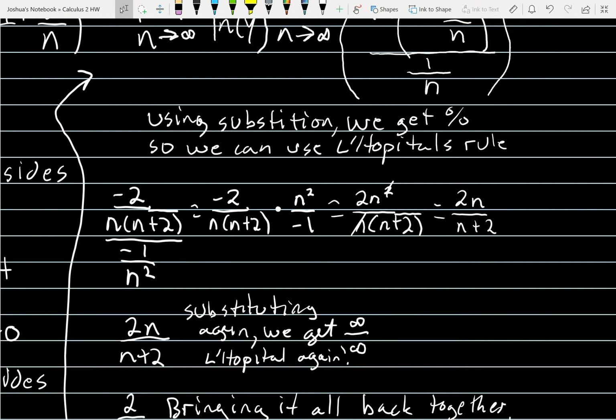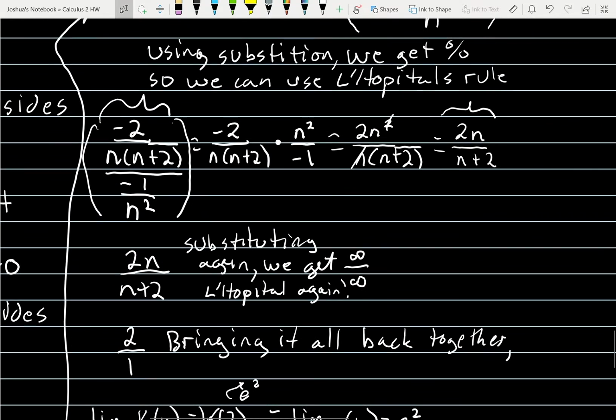I'm not going to show the chain rule here because that would take too much time, but when you apply the chain rule to all of this, you're going to get this big whole thing. When you simplify it, you're going to end up with this. Okay, and when you do substitution on that, you're going to get 2 times the really big number is infinity. Infinity plus 2 is infinity, so you're going to get infinity over infinity.